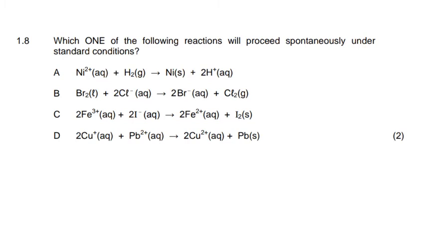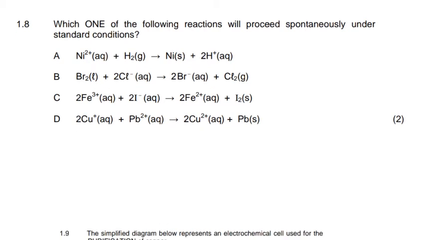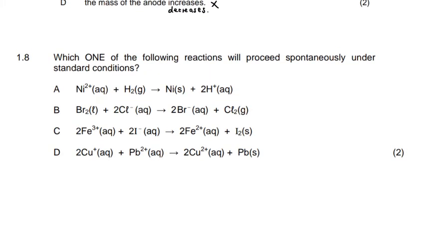Right, so moving on to November 2020, we have Question 1.8 says, which one of the following reactions will proceed spontaneously under standard conditions? Alright, so now just need to highlight something. If we use table 4a, okay, the way that we spot or identify a spontaneous reaction is to have a reduction reaction happening above an oxidation reaction.